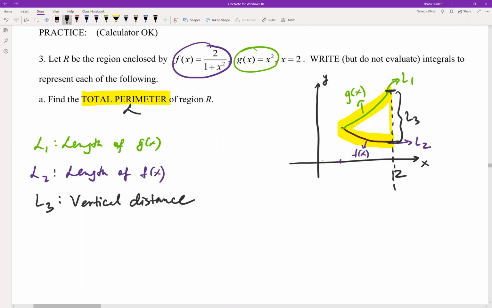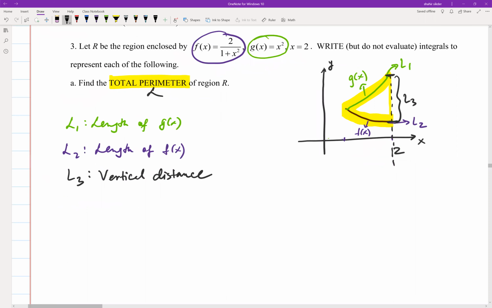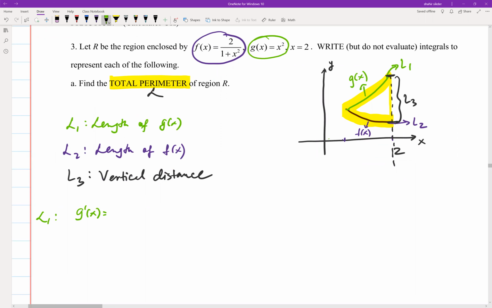Okay, so how would you find L1? Let's get to the calculation. In order to do L1, the length of g of x, we use the arc length formula. Recall, the arc length formula requires a derivative and that getting squared. So I'm going to start with what's g prime of x. It would be 2x. The g prime getting squared would be 4x squared.